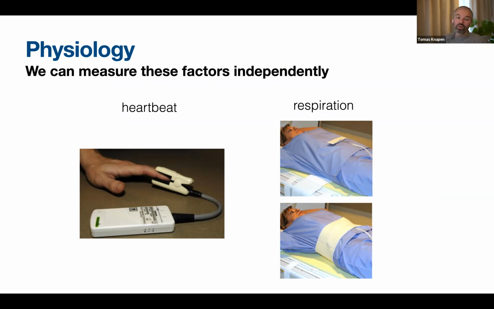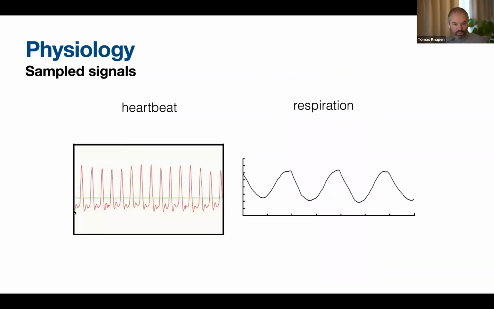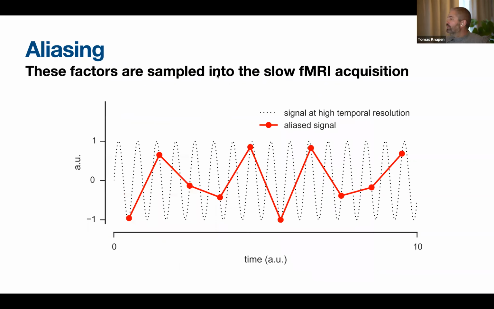So we can try to measure heartbeat and respiration separately, which we do with this PPU, pulse oximetry type thing, right? It's like an infrared LED and it measures the heartbeat. And you have these balloons that you see here where we can measure someone's respiration. And that allows us, so you get these signals like a nice cardiac cycle and a nice respiration cycle. And those are then sampled into the slow fMRI signal, right? That's what we're working with.